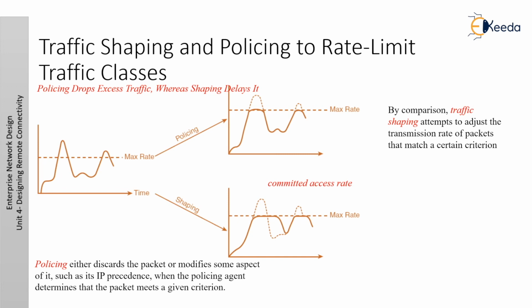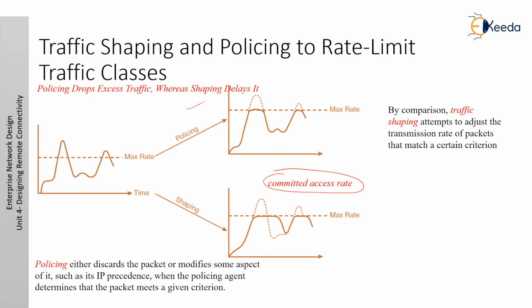Traffic shaping and policing to rate limit traffic classes. Traffic shaping and traffic policing is shown in this figure. It is also referred to as committed access rate. They are similar mechanisms in that both impact traffic and take action based on various characteristics of that traffic. These characteristics can be based on whether the traffic is over or under a given rate, or is based on some bits in the IP packet header such as DSCP or IP precedence.